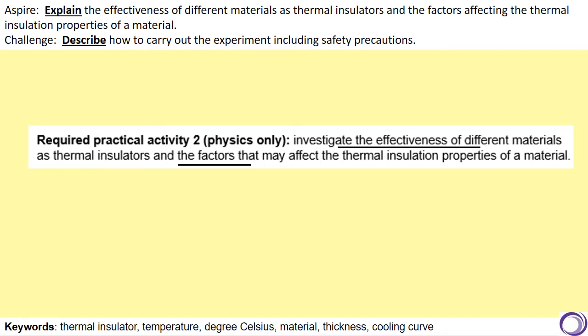This is how the required practical is written down in the specification. So let's start from that. Investigate the effectiveness of different materials as thermal insulators. We're going to look at bubble wrap, newspaper and cotton. And the factors that may affect thermal insulation properties of materials.